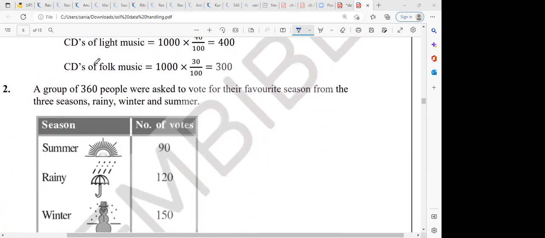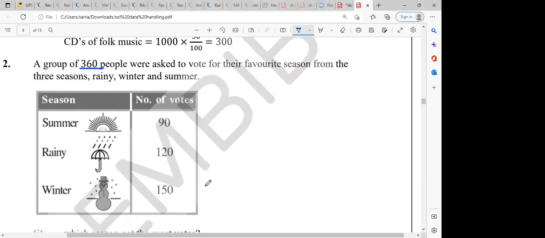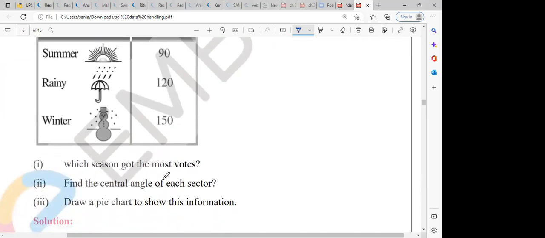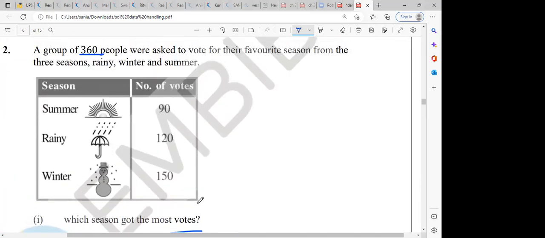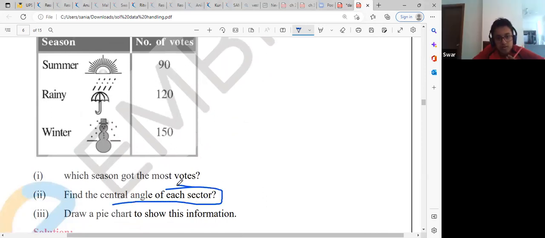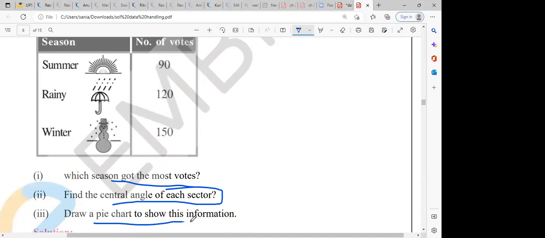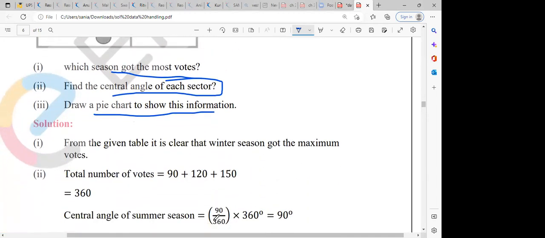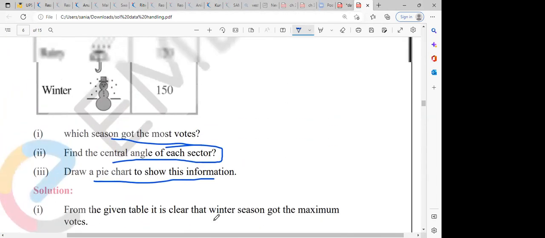Okay, good. So next, a group of 360 people were asked to vote for their favorite season. Clear? So first of all, which season is most weighted? Just tell it. And draw the central angle of each sector. And then draw a pie diagram to show this information. Central angle, you know?